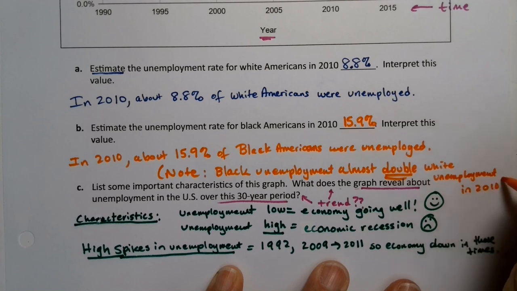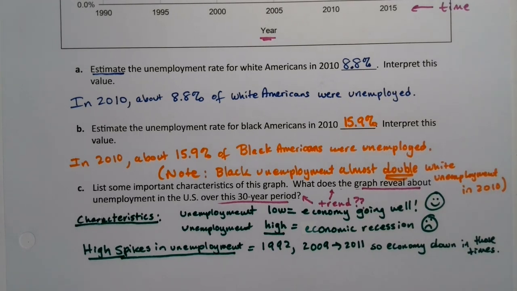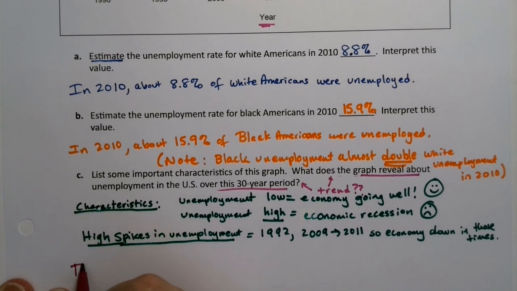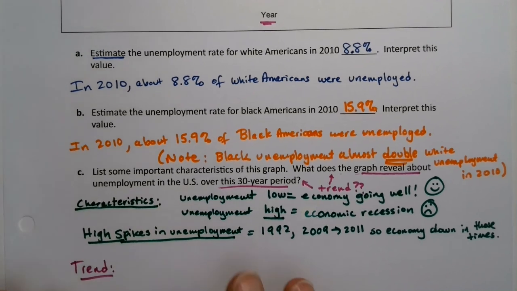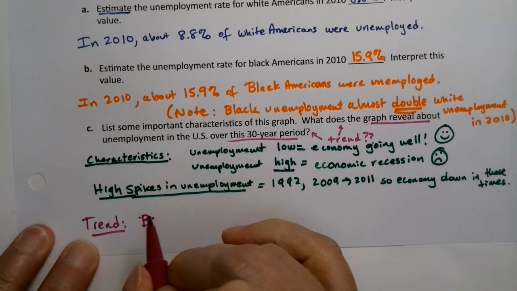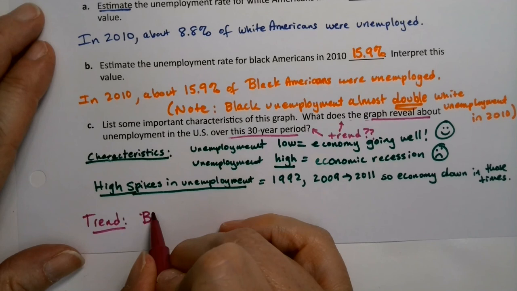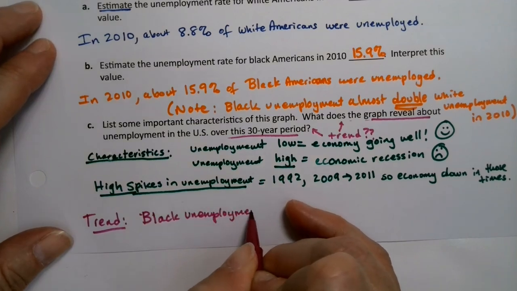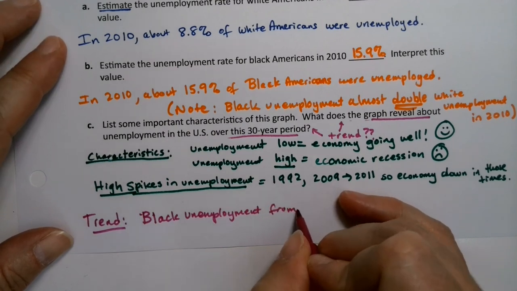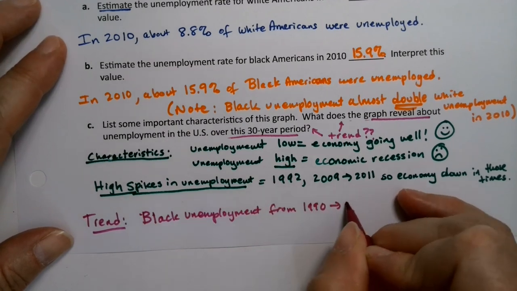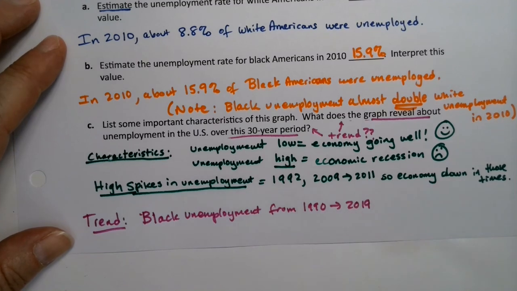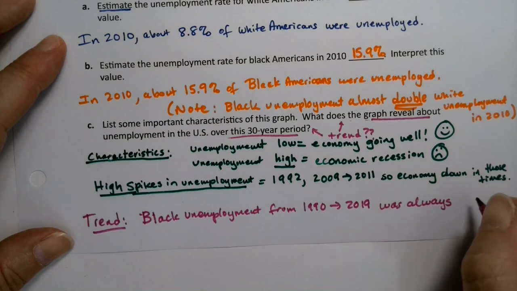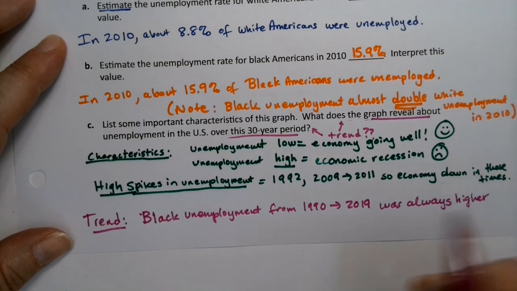And that's a trend to notice. That's actually what this particular graph was being analyzed for when I first found it, was noticing there's an important trend, which is that Black unemployment in the US, since 1990, from 1990 to 2019, which is what this graph shows, was always higher than white unemployment by a significant margin.